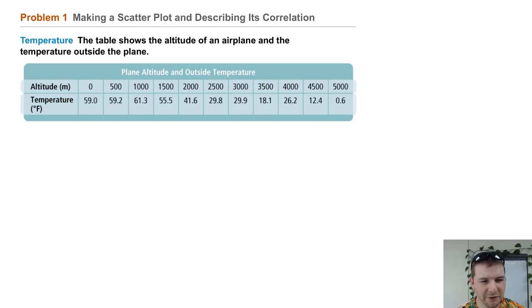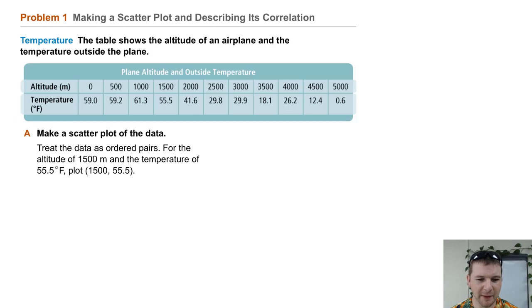We see a row for altitude in meters, 0, 500, 1,000, 1,500, and so on. Second row for temperature in degrees Fahrenheit, 59.0, so measuring to the nearest tenth of a degree, 59.2, 61.3, and so on.